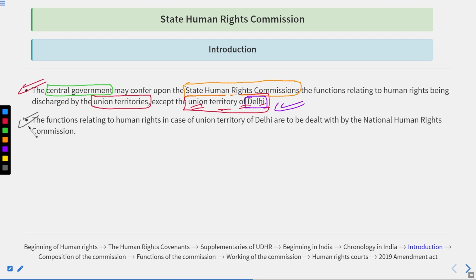The functions relating to human rights in the case of the Union Territory of Delhi are to be dealt with by the National Human Rights Commission. It means that if there is any case of human rights violation reported within the Union Territory of Delhi, that will be looked after and dealt with by the National Human Rights Commission.